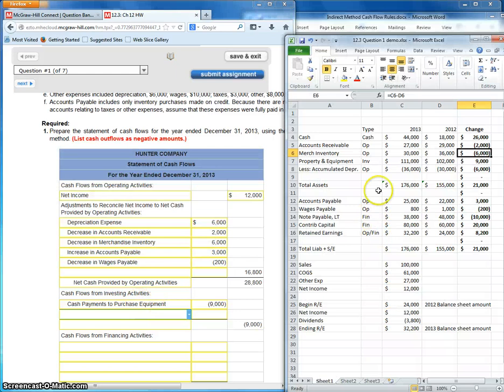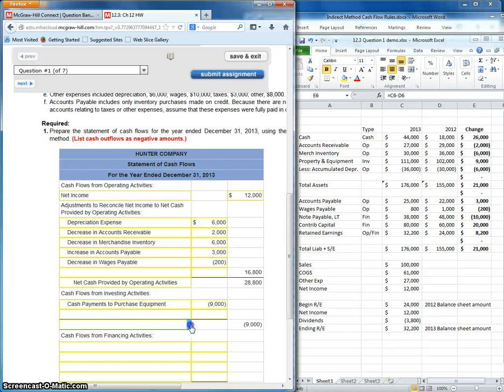According to our balance sheet, that's the only long-term asset, the only investing activity that we're concerned with. So we have a negative $9,000 in investing activities. That total, we're going to have to say net cash used because it's negative. If this was positive, I would use net cash provided by investing activities. Here we're going to use net cash used in investing of $9,000.